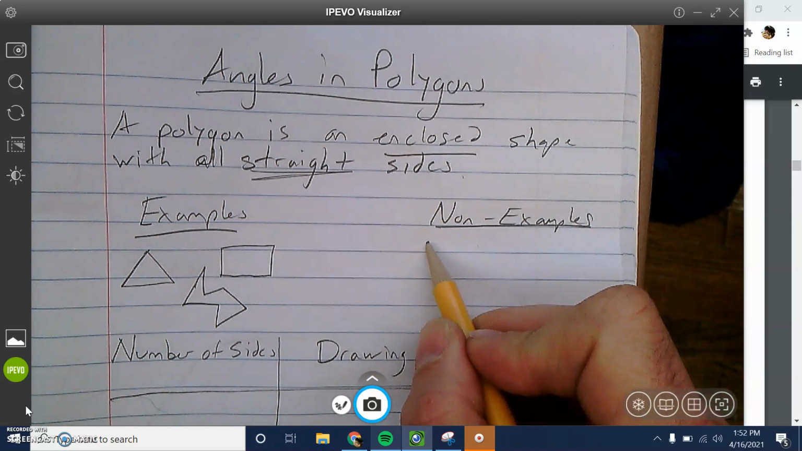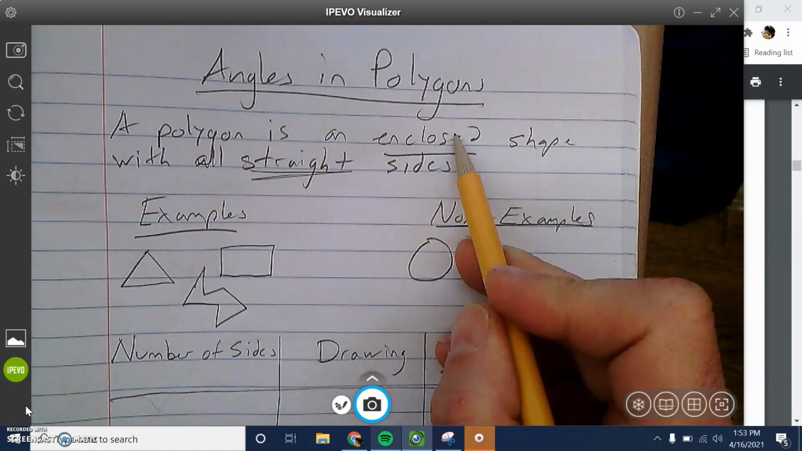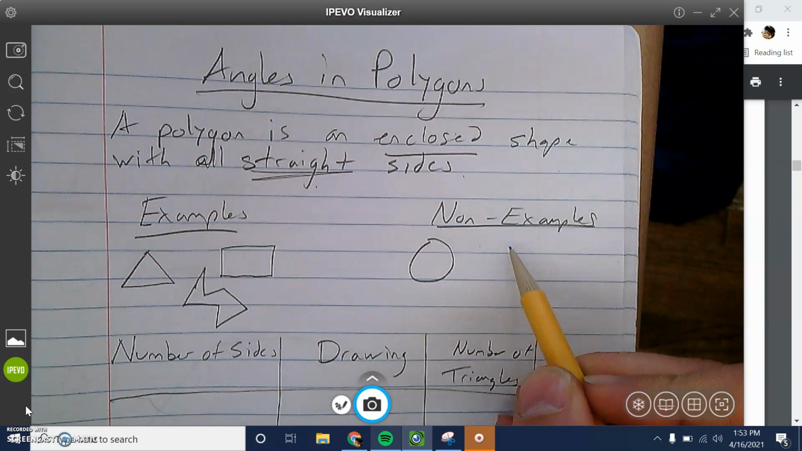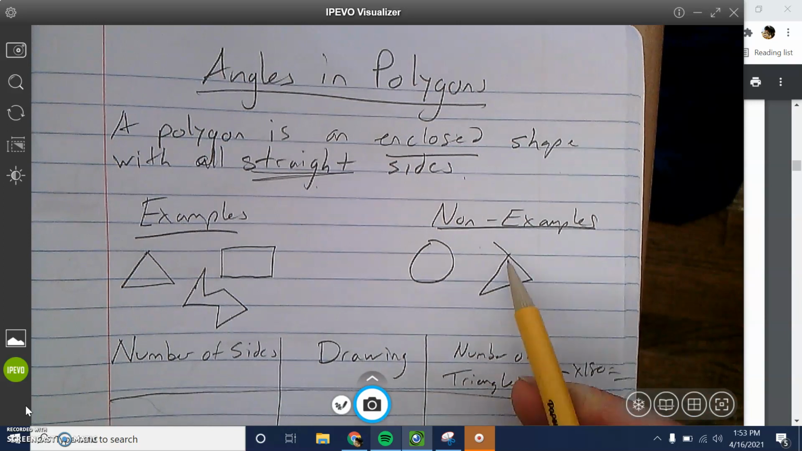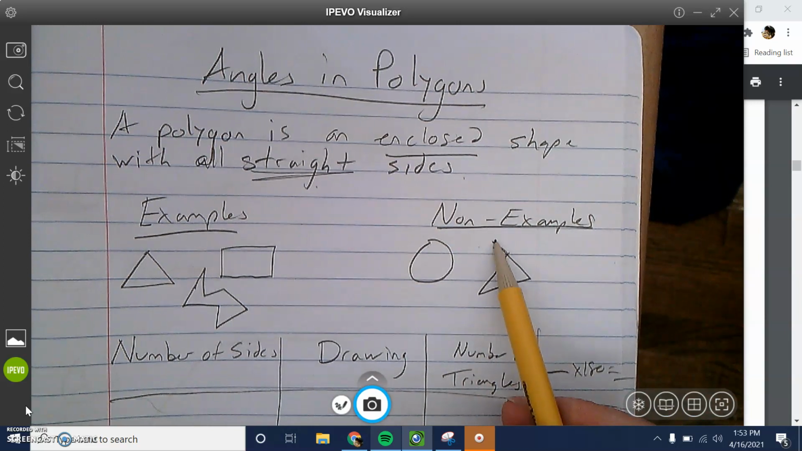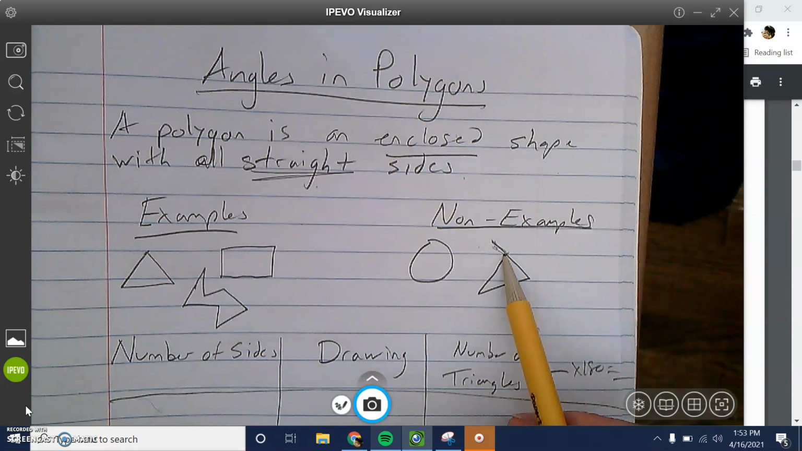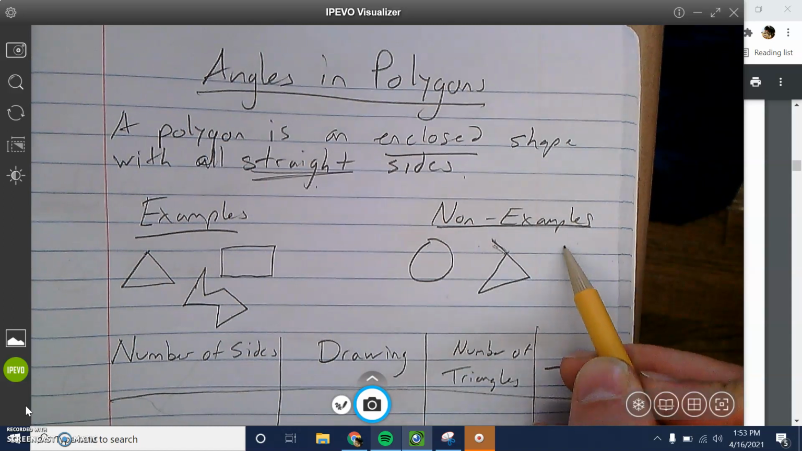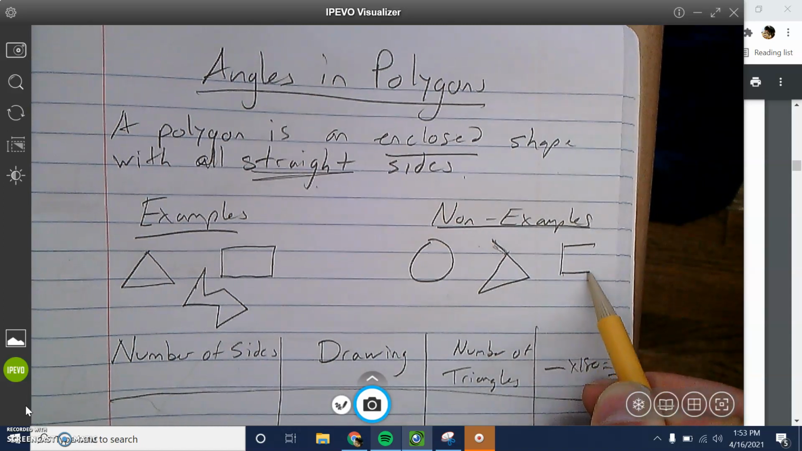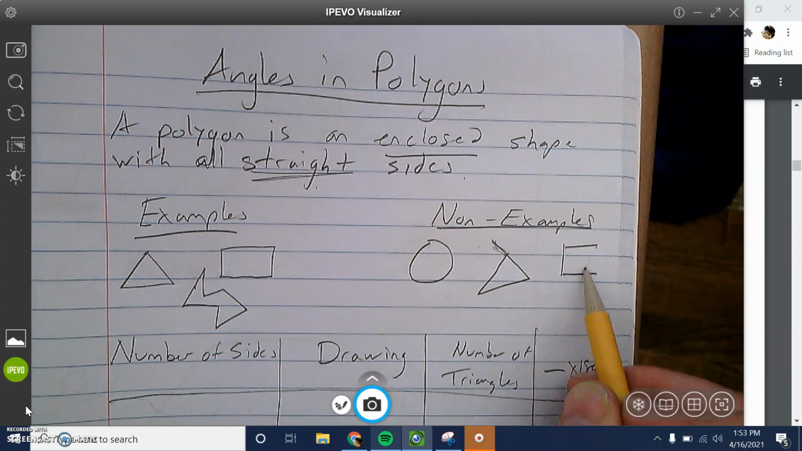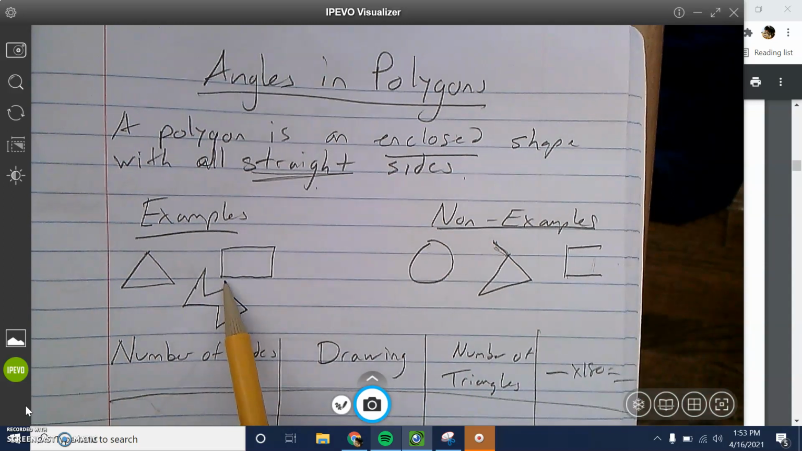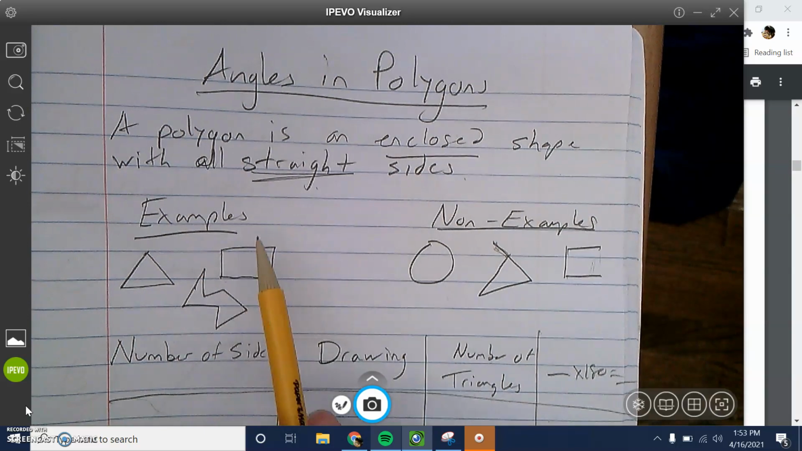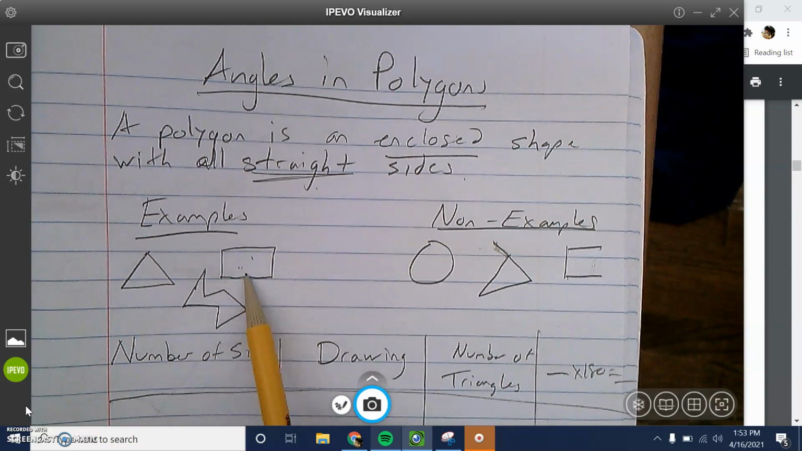Non-examples. Okay, that would be like a circle. That's enclosed, but it doesn't have straight sides. Or maybe something like this. That is a triangle, but it's not entirely closed. It's got this part sticking out right here. Or like this. This is not enclosed, but has all straight sides. Cool. So, examples of polygons, non-examples. It has to have all straight sides and be closed.